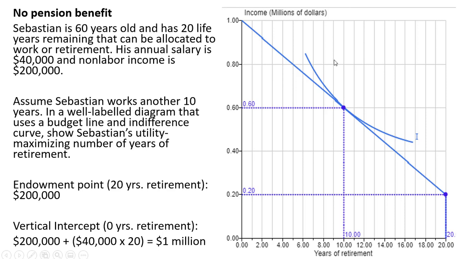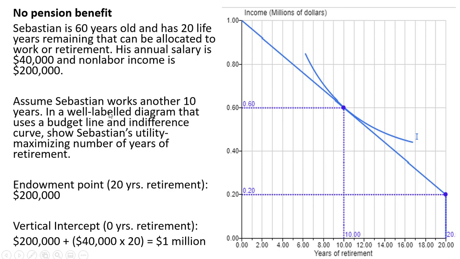So the graph then would look something like this. So here's the endowment point. We've got years of retirement here. So if he takes 20 years of retirement, he doesn't work anymore, and his amount of income will be just his non-labor income or $200,000. This is in millions, so this is 0.2, or like I said, $200,000. And the other key point here on the diagram is if he does nothing but work, 0 years of retirement or 20 years of working, that'll be $1 million.